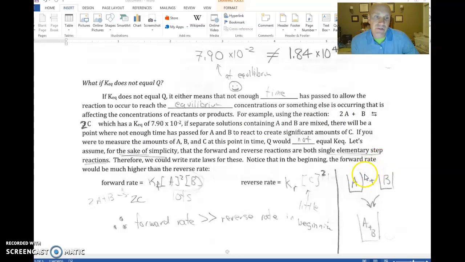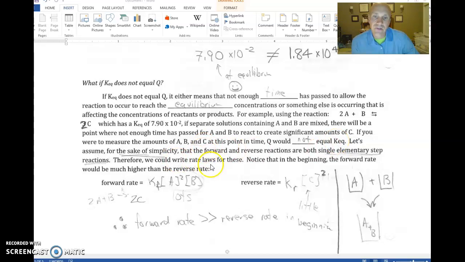So ask yourself, if we take A and B and mix them together, would there be a point in time where there just hasn't been enough time for these things to react to create C, or enough C that it would be the equilibrium concentration? At the very beginning, when this first starts, there just hasn't been enough time to pass. So at that point, if you took the actual amounts of A, B, and C and calculated a Q for it, you'd notice that Q is not going to equal your KEQ.